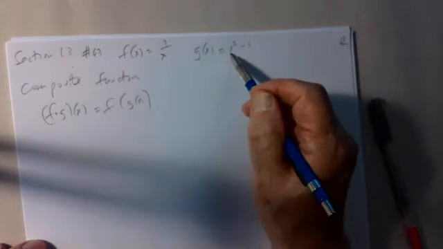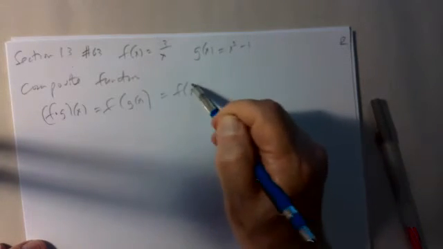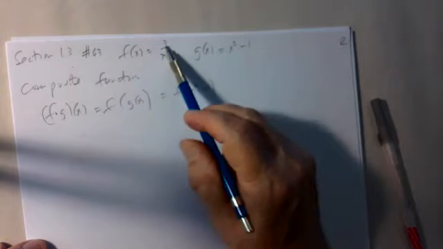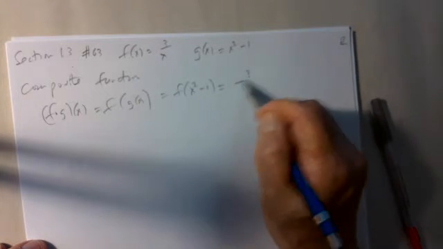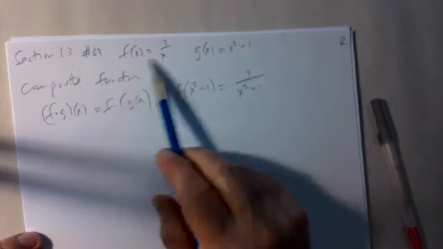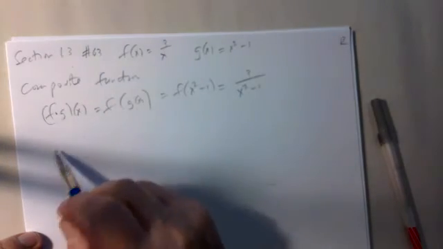For any x, g of x is x squared minus 1. And f of anything is 3 over the anything. So this is 3 over x squared minus 1. So this is the composite function f composed with g.